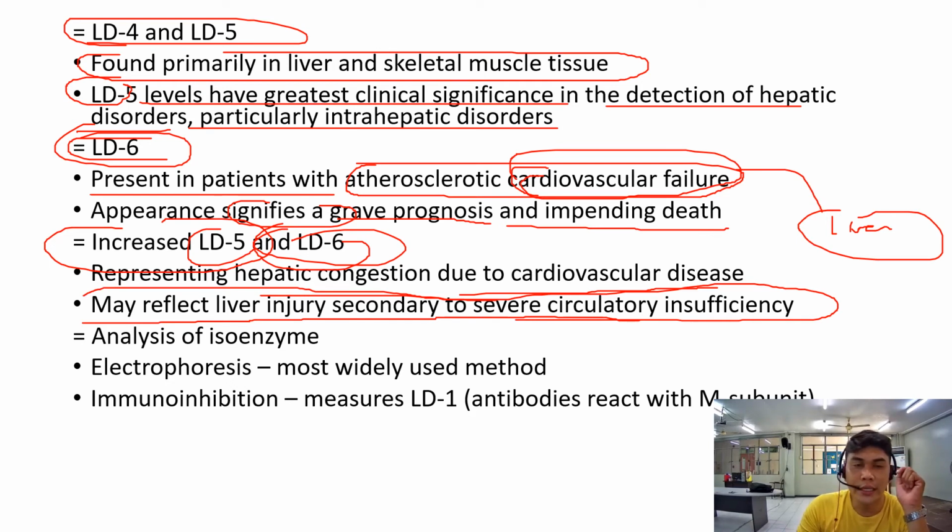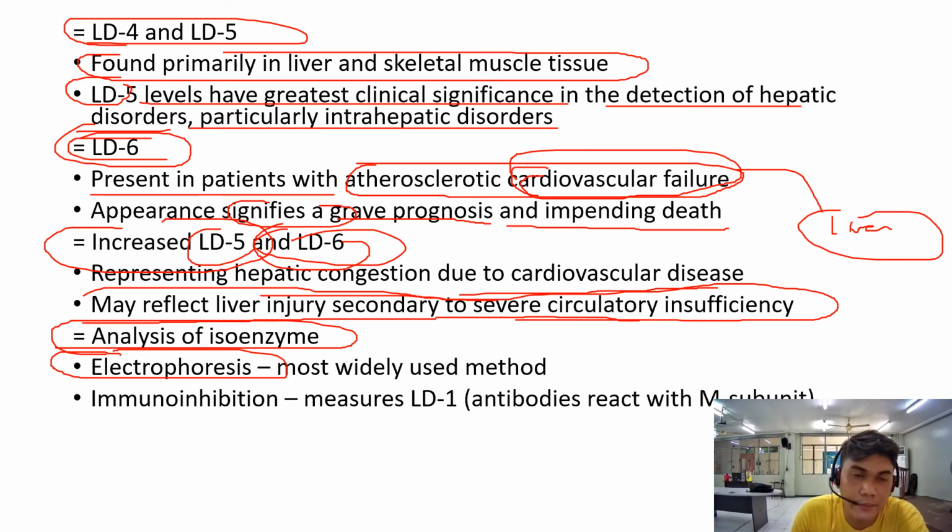Now, next is regarding the analysis of isoenzyme. There are two ways. First is to perform electrophoresis. Okay, so you can separate the different isoenzymes using electrophoresis, and it's the most widely used method. Another is to perform immunoinhibition. So this one is used to measure LD1.